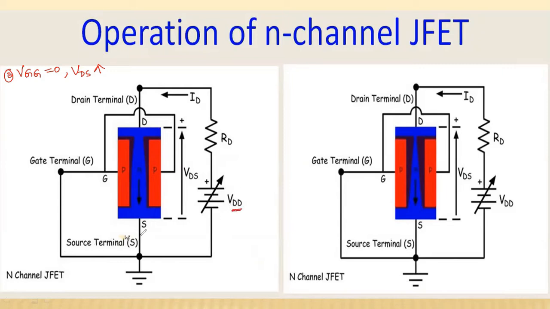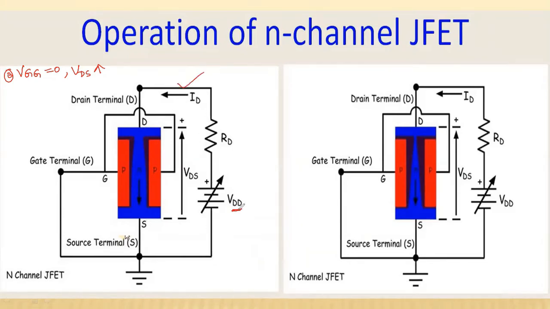The negative terminal pushes the electrons in this N channel from source to drain, and these electrons are collected by the positive terminal. In this way, electrons are moving from source to drain, and the conventional current direction is opposite to the electron flow. Therefore, the drain current direction is from drain to source. So this is the direction of ID. Electrons are moving in this direction, and the conventional current direction is opposite.